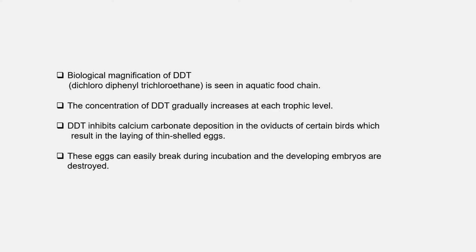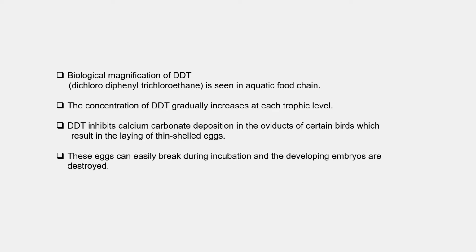Okay. Now DDT inhibits calcium carbonate deposition in the oviduct of certain birds, which results in laying thin-shelled eggs. Oviduct is a reproductive structure where the ovary is followed by the oviduct, in the female reproductive system of birds. So DDT goes from producers to primary consumer, secondary consumer, and when it is eaten by fish eating bird, the DDT inhibits the calcium carbonate deposition.